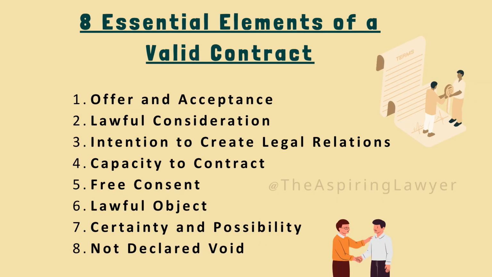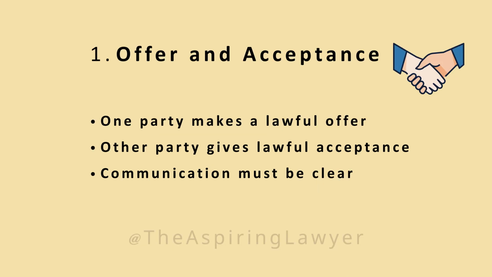So now let's talk about essential elements of contract. To make any contract valid, 8 essential elements must be present. We will go through each one briefly so you understand the basics. Number 1, offer and acceptance. There must be a clear offer by one party and a clear acceptance by the other. अगर कोई confusion है या silence है, contract valid नहीं होगा.